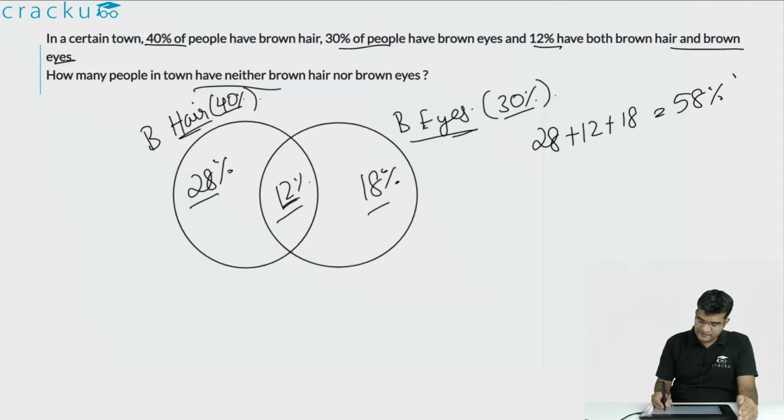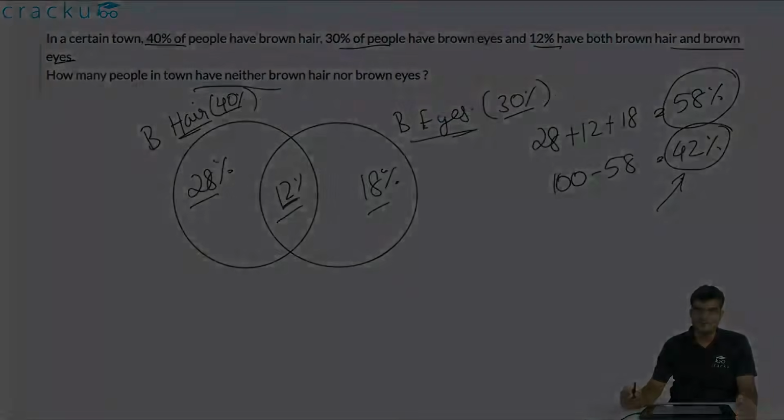So 58% of the people have either brown hair or brown eyes. So what is the percentage of people who have neither brown hair nor brown eyes? That will be 100 minus 58, which is equal to 42%. So the answer in this case is 42%.